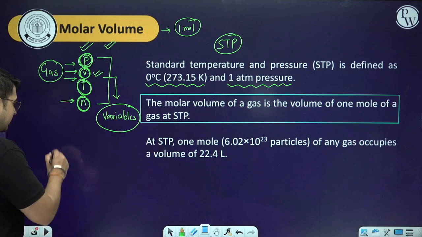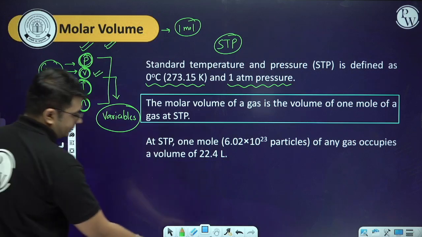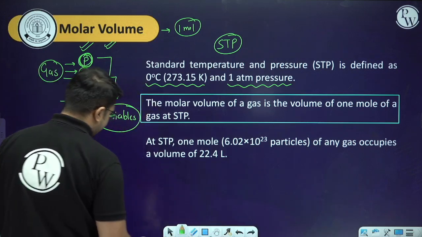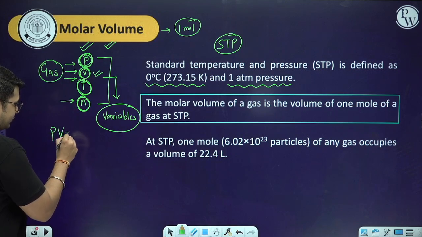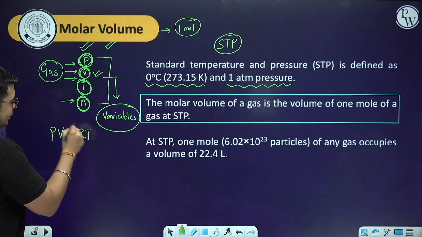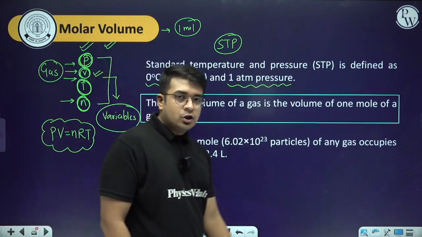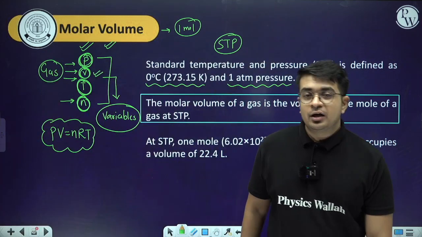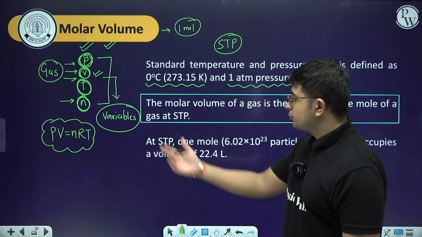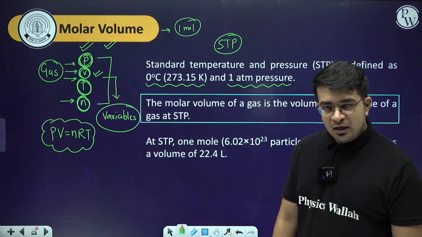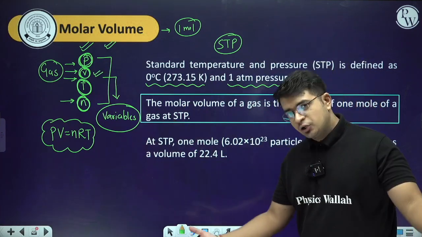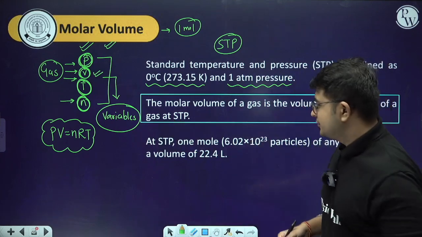And there is one simple formula which is PV is equal to nRT. Don't worry, I am not going to talk about this particular formula, but with the help of this formula, you can calculate molar volume very, very easily. You can put the values in this equation. R is basically your universal gas constant, and you have the answer, which is 22.4.